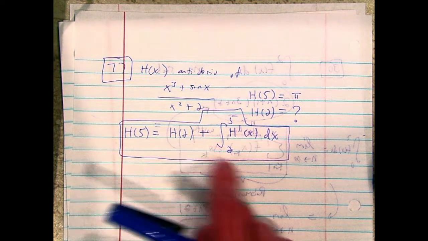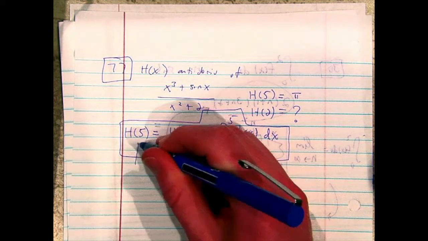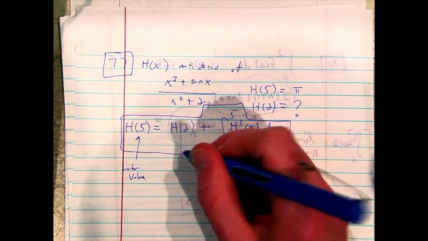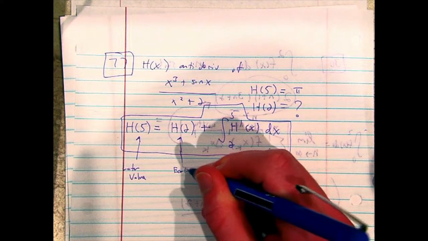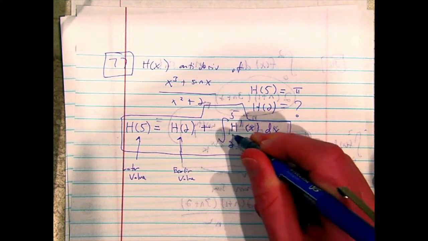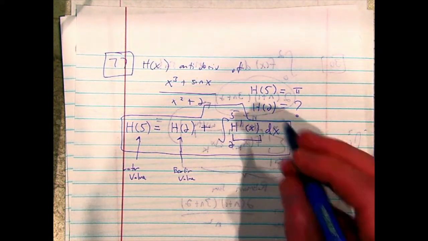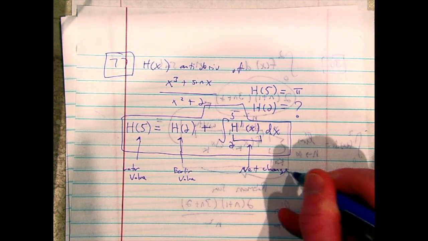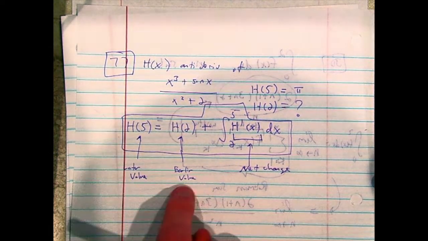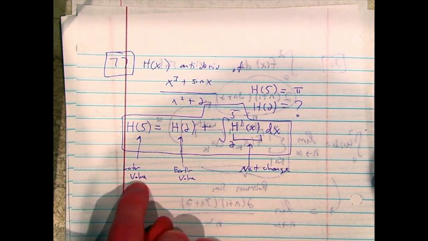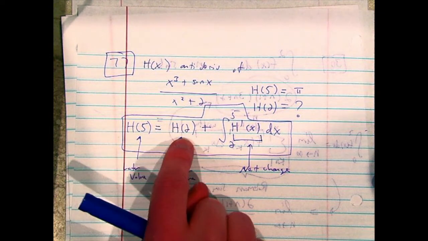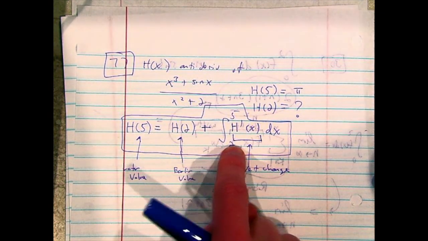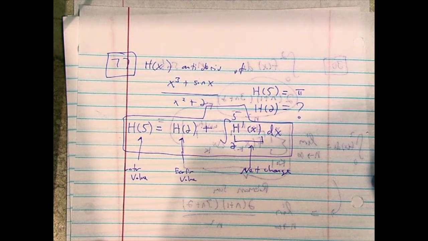Or you can view this as a net change. This is sometimes what I call the later value of h. This thing here is the earlier value. And integrating the derivative of the function gives you the net change. We talked about this in class a couple of months ago maybe: the later value is equal to the earlier value plus the net change in the function from 2 to 5, which is what integrating the derivative gives you.